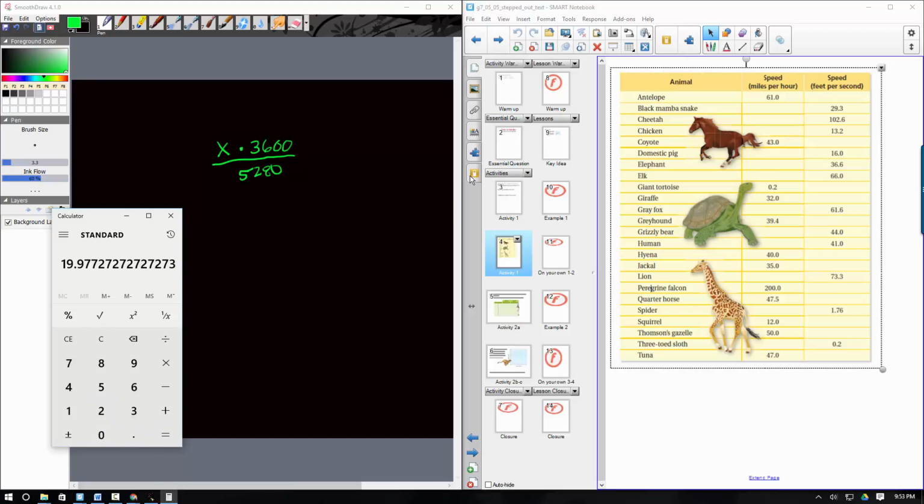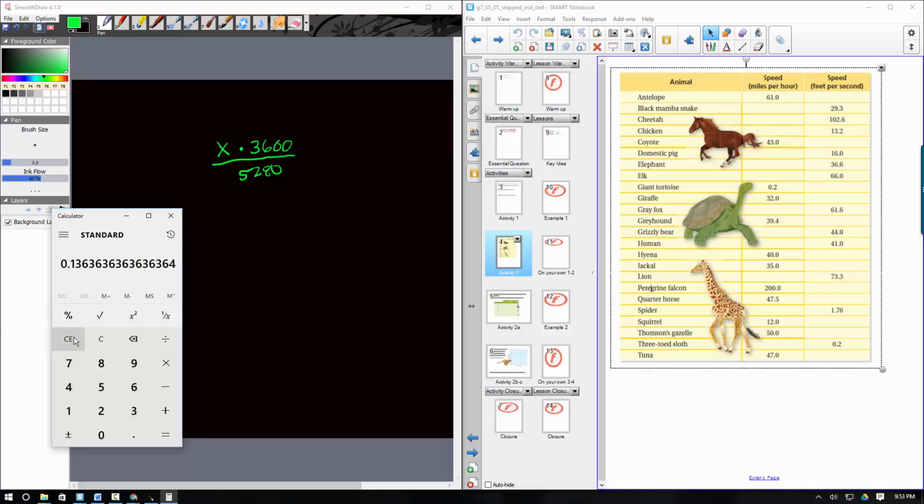And so a black mamba snake goes about 20 miles an hour. That's pretty crazy, actually. I didn't know it went that fast. It scares me a little bit. Let's look at a 3-toed sloth. So I'm going to go 0.2 times 3,600 divided by 5,280. So this is like 0.13 miles per hour. So it's not moving anytime soon, right?